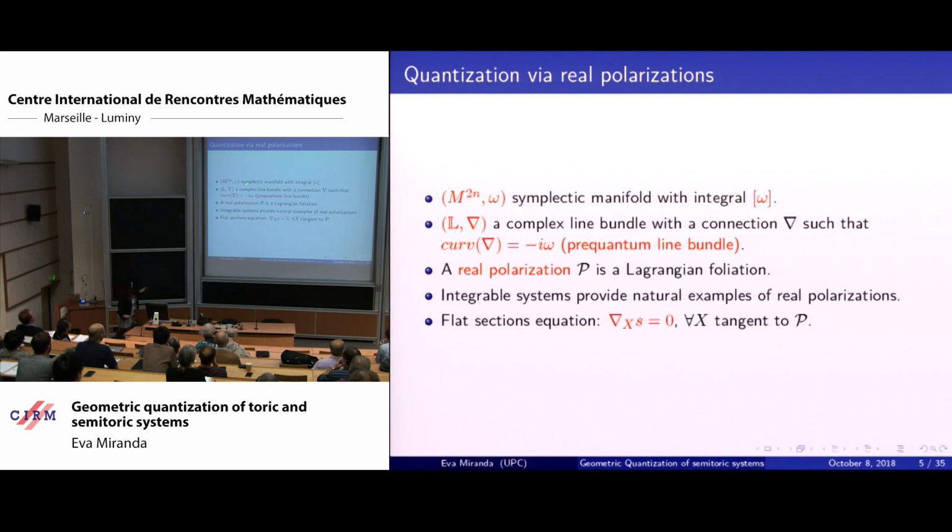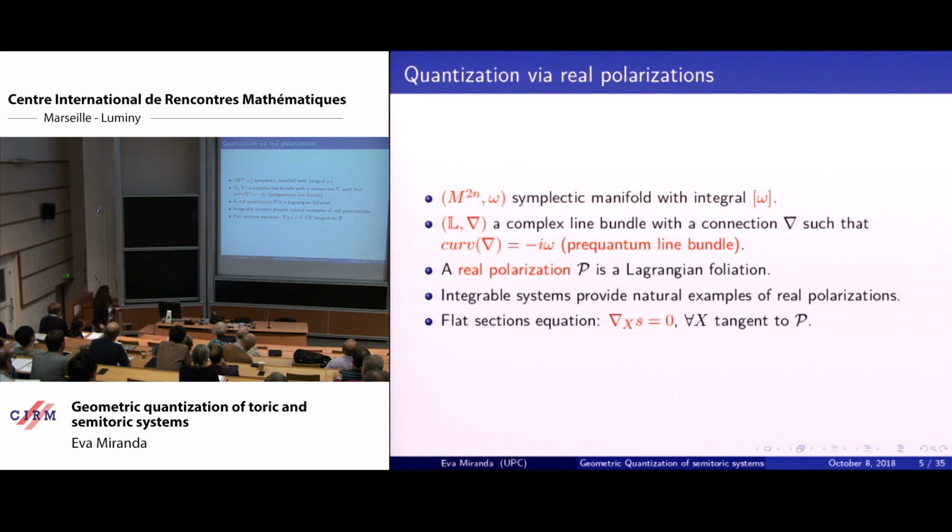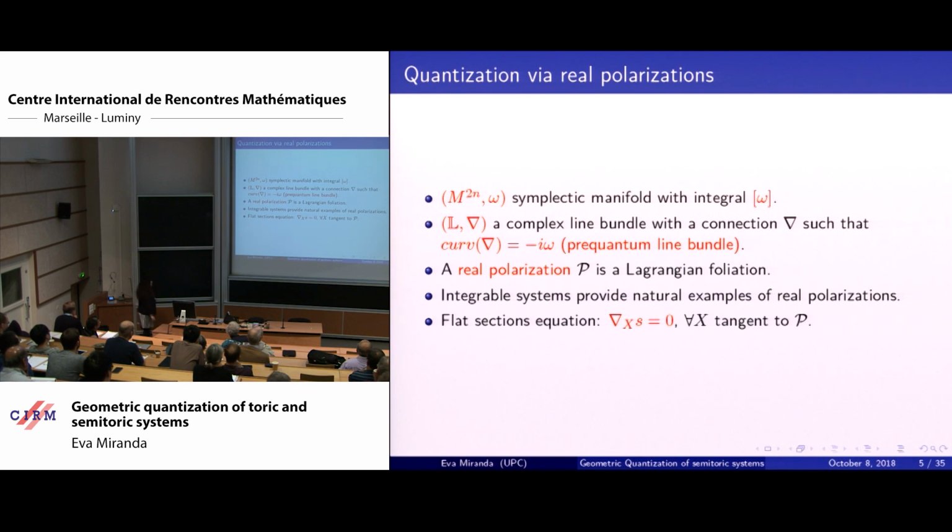So here, that's the equation satisfied by the curvature. And what is a real polarization? A real polarization is just a Lagrangian foliation. Okay? Give me examples of Lagrangian foliations.